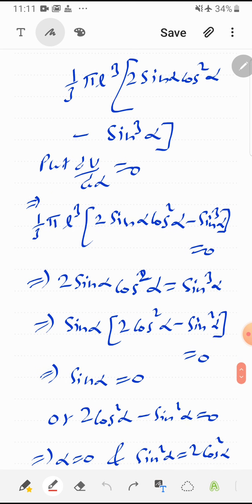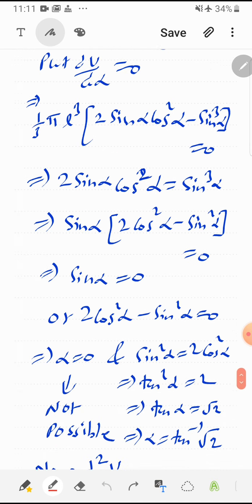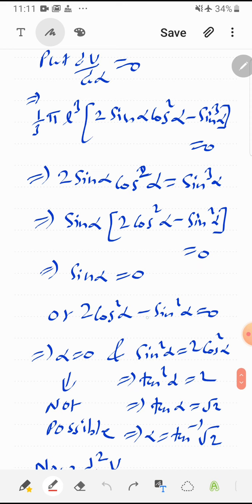So for that I am taking all the terms on the left hand side and sine alpha taking common, so that this expression becomes 0. Now sine alpha 0 means alpha is equal to 0, which is not possible. And when this expression is 0, then tan square alpha is 2, or alpha is equal to tan inverse root 2. So I have got the critical point. So when alpha is equal to tan inverse root 2, this is a critical point.